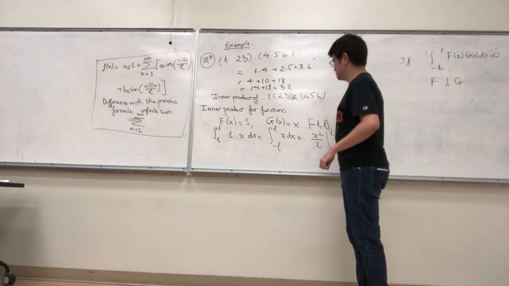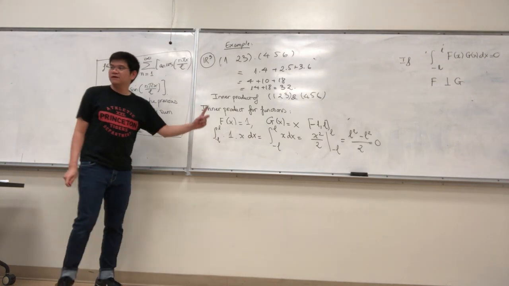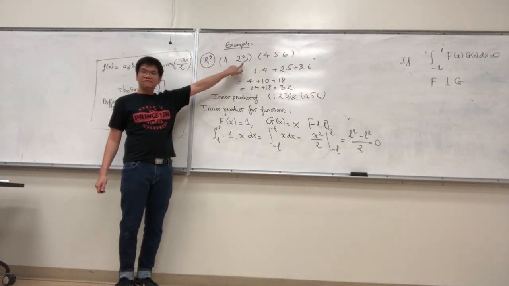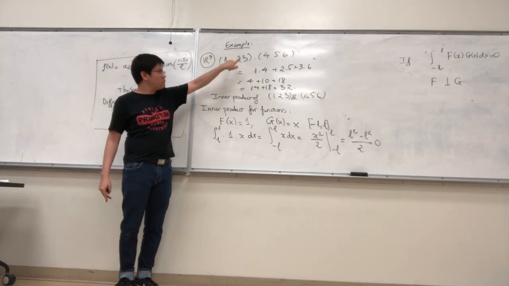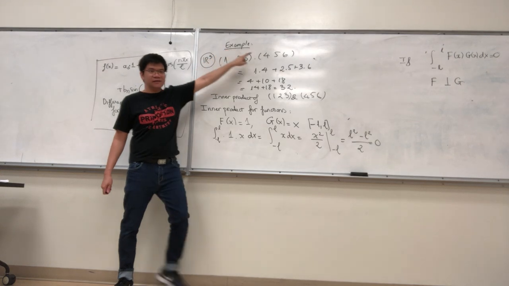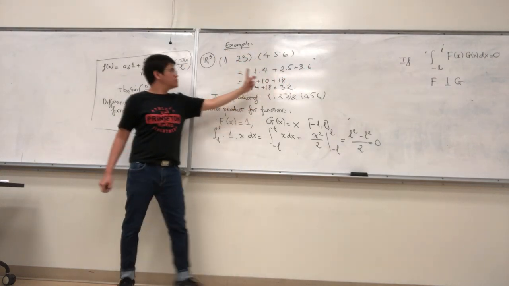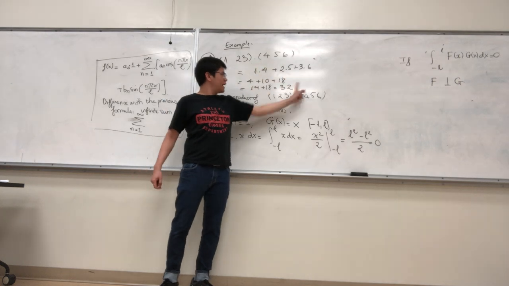To summarize, let me explain again before I summarize. In R^3, the definition of the inner product of two vectors is to multiply all of the components and take the sum. In this case, you have (1, 2, 3) times (4, 5, 6). So you multiply 1 with 4, 2 with 5, 3 with 6, and you get 32.